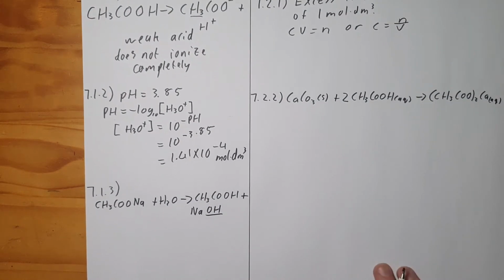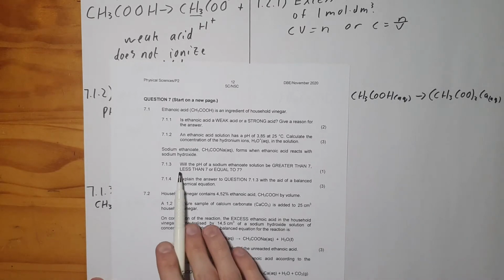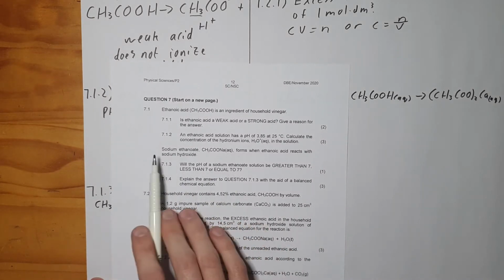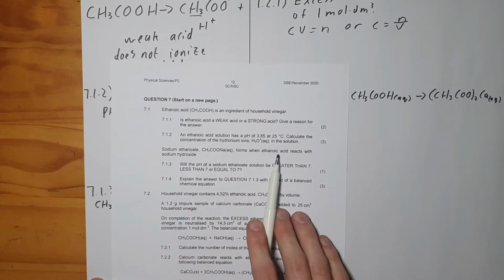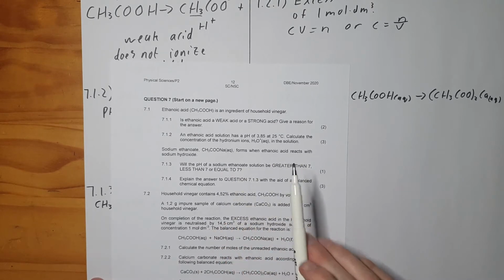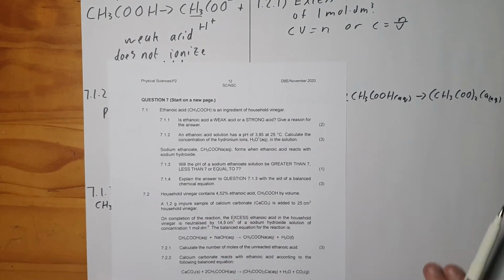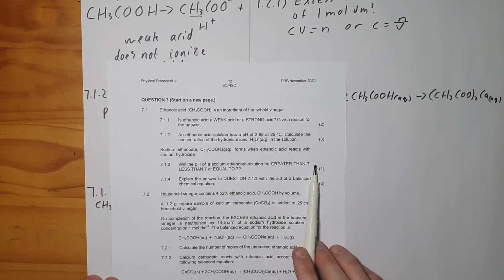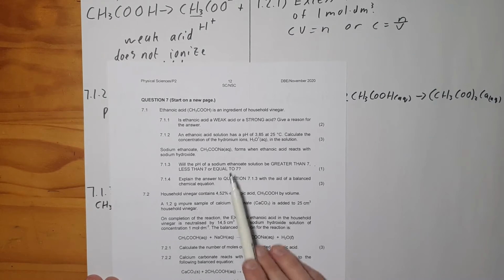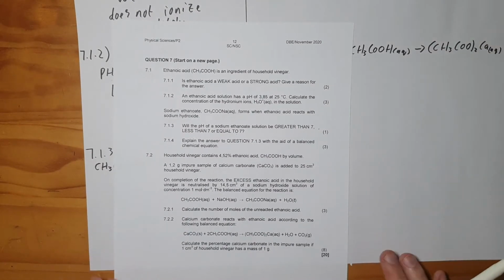Now 7.3 says, at the top here, sodium ethanoate forms when ethanoic acid reacts with sodium hydroxide. Now it's asking, will the pH of the sodium ethanoate solution be greater than 7 or less than 7? The next question asks you to explain your answer above and write a balanced equation. So I'm going to answer both questions at the same time.